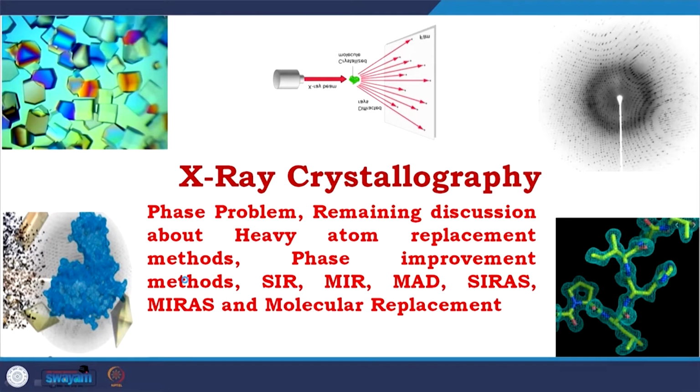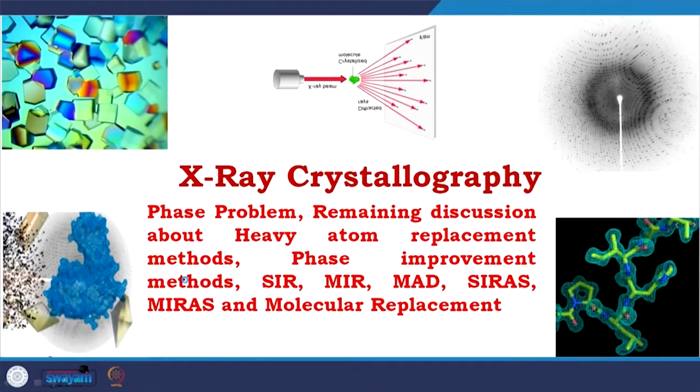We have discussed phase problem in the last class. Today we will again discuss a few parts of the phase problem, remaining discussions about the heavy atom replacement methods, phase improvement technologies, SIR, MIR, MAD, and a little introduction to CIRAS, MIRAS, and then we will talk about another technique which is molecular replacement to solve the phase problem.